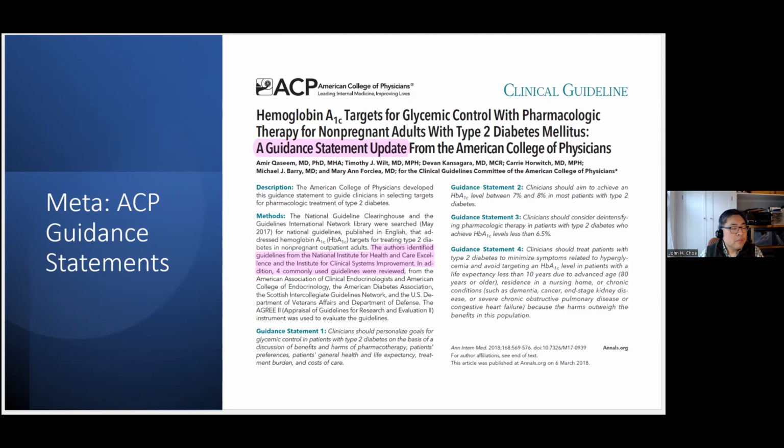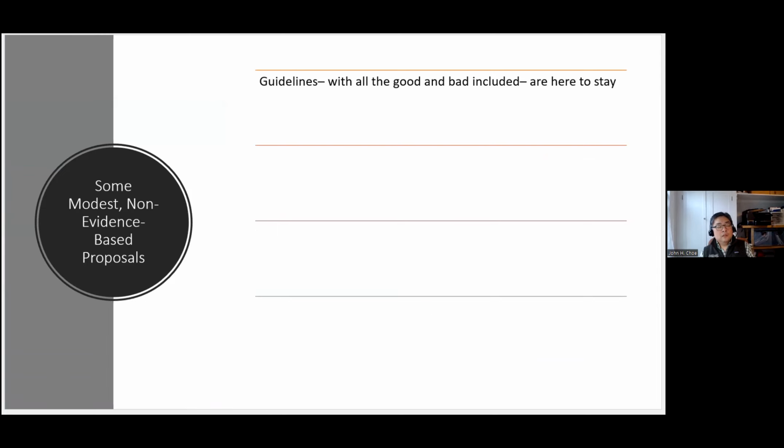Okay. But I'm going to share with you the way I think about this, and none of this is evidence-based. I'm just going to give you my thoughts, and I totally welcome all of your thoughts about how you might think about using guidelines. So the guidelines, with all the good and the bad, are here to stay. Let's just start there. They're multiplying, they're exponentially growing. They are rising at a rate that's hard to keep up with.